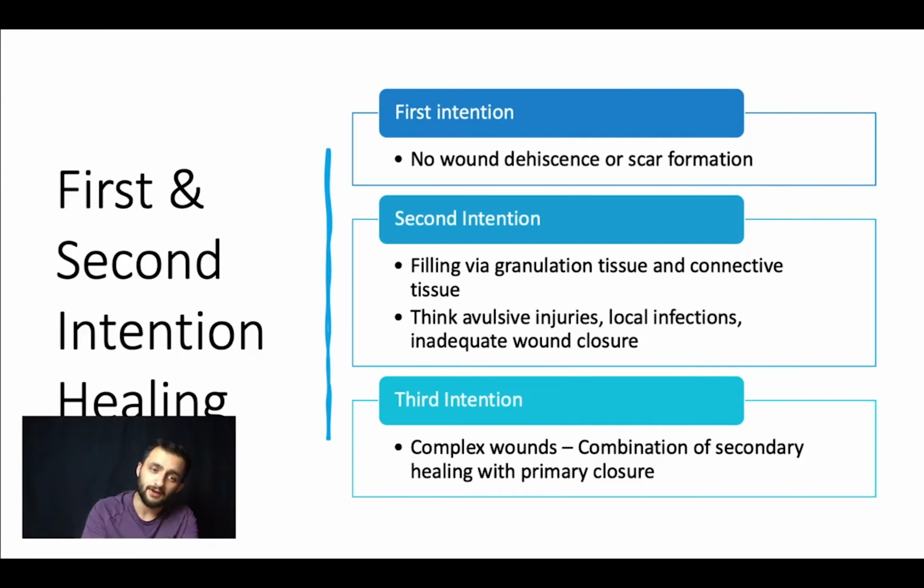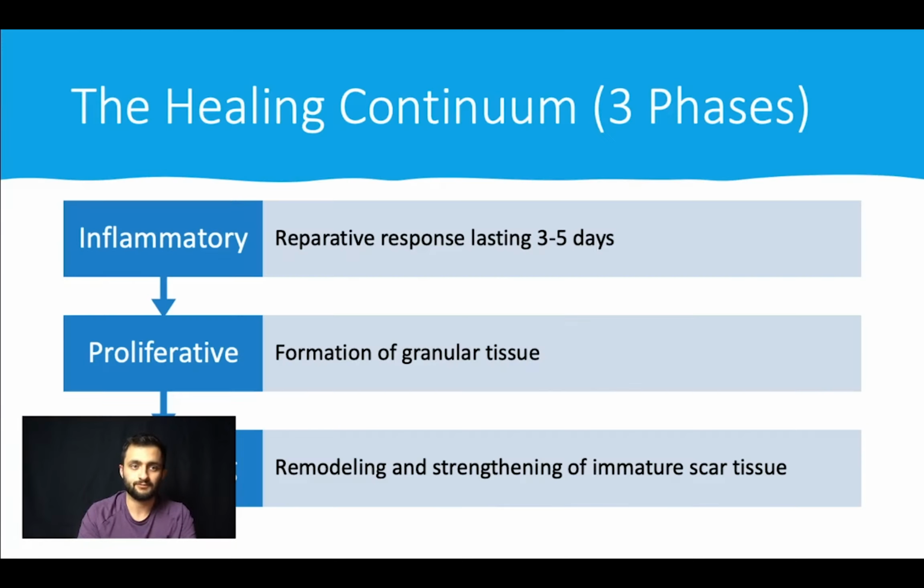So that brings us on now to third intention healing. For third intention healing, we're thinking of complex wounds. So it's a combination of secondary healing with primary closure, and essentially it's secondary healing that's followed by primary closure. So you end up suturing after the wound has undergone debridement and has ample amount of time to heal by granulation. So you essentially have second intention healing, and you close it back up by primary closure afterwards, okay? So that would be third intention.